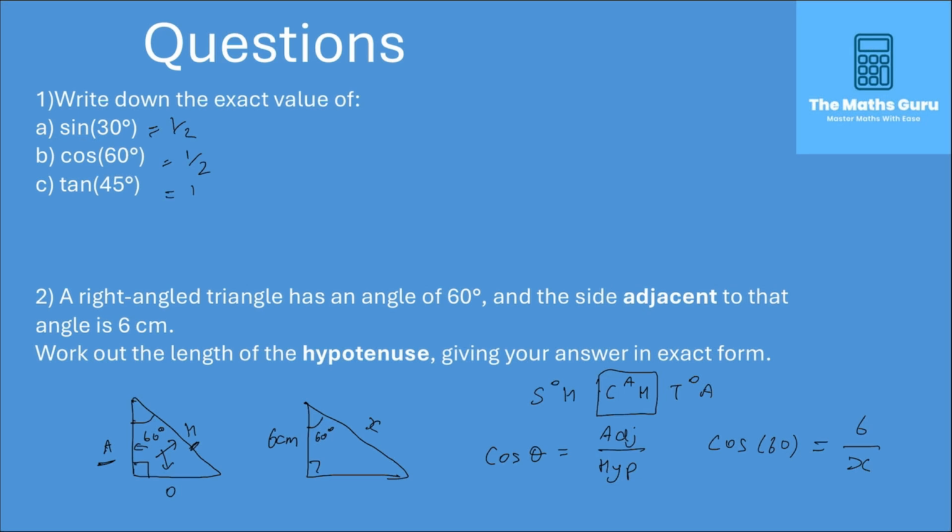Now solving through, we can times through on both sides by x to get x cos 60 is equal to 6. Then dividing through, we get x is equal to 6 over cos 60. That is to make x the subject. This simplifies to 6 divided by 1/2, and this is going to be equal to 12.